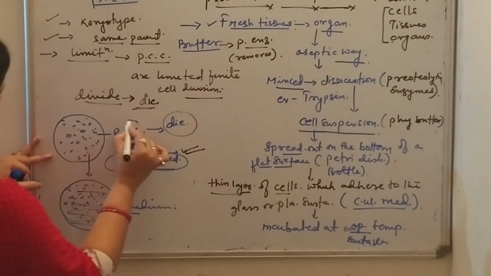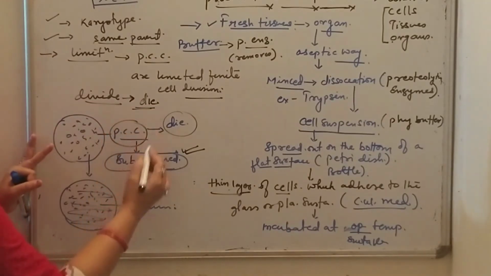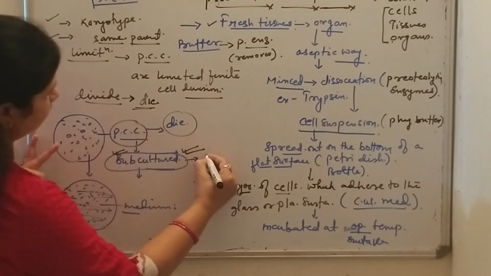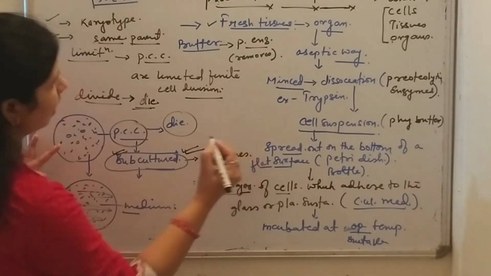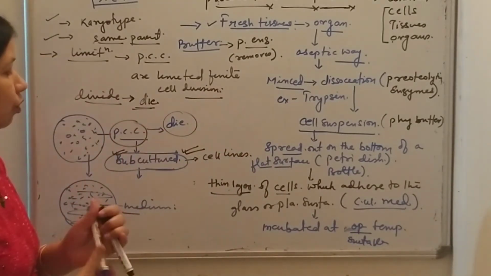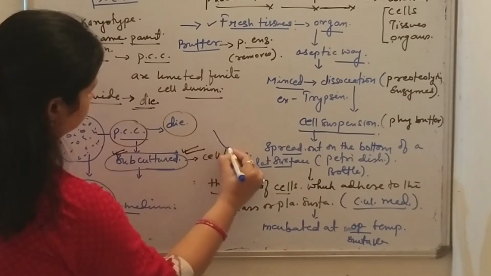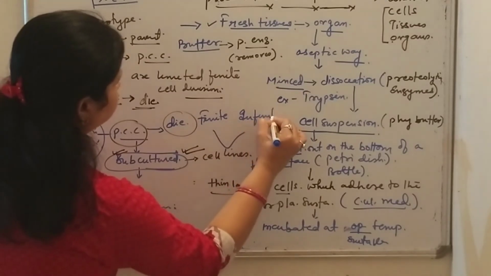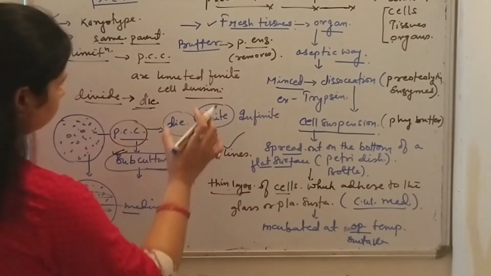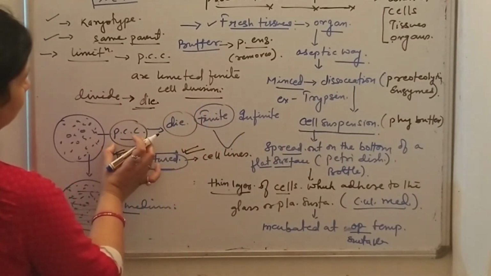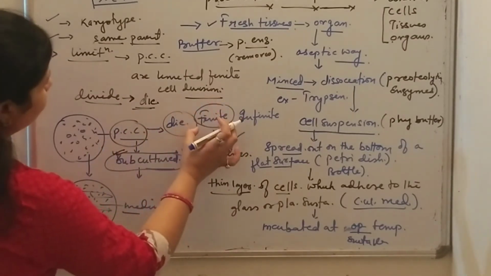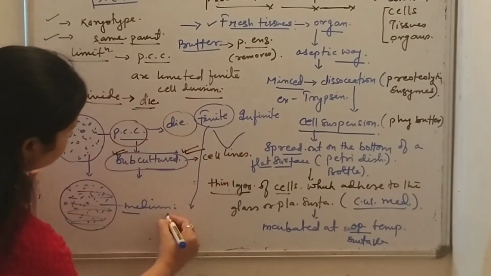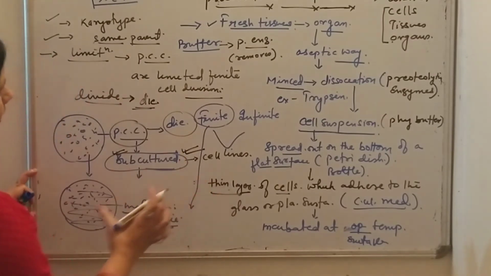Now just after primary cell culture, the first subculture is obtained. Just after primary cell culture it gives cell lines, and these cell lines can be of two types: finite and infinite. Finite has the same characteristic as primary cell culture, because finite cells will also die after certain cell divisions.